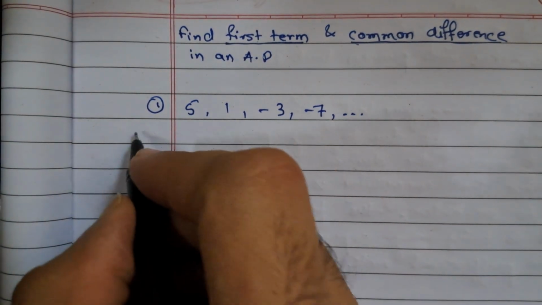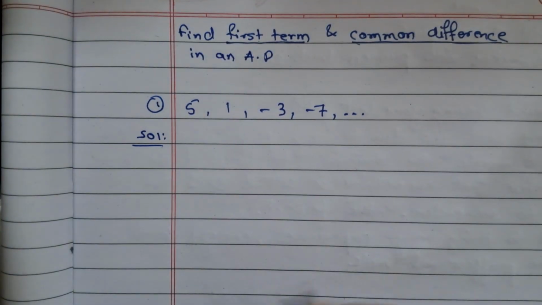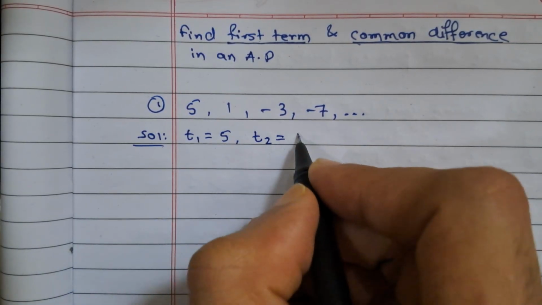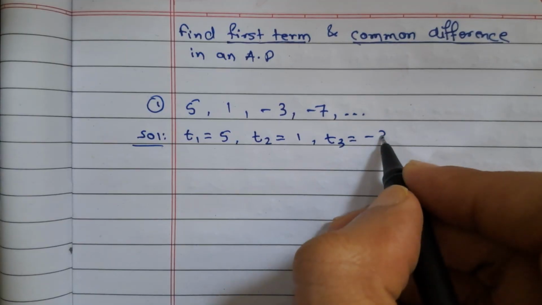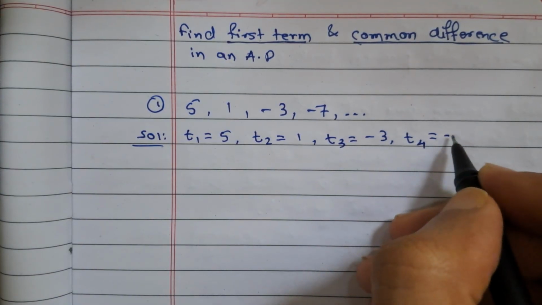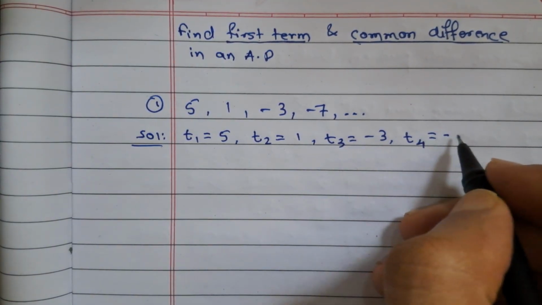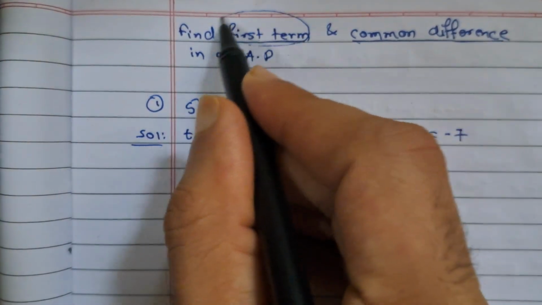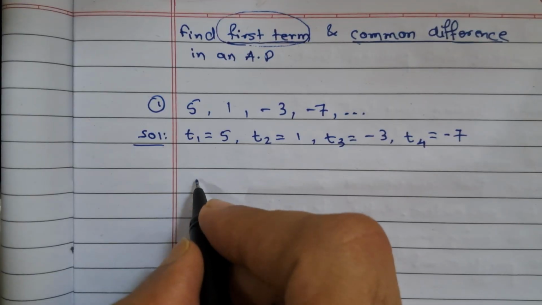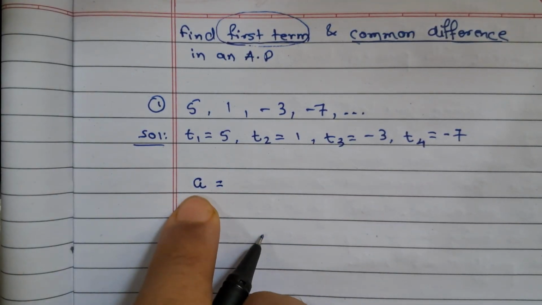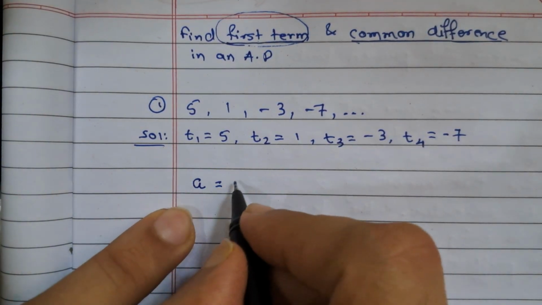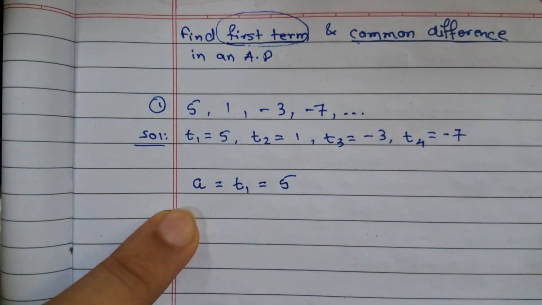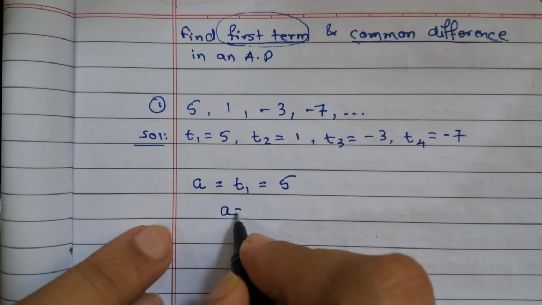So let's write the same and show it in the solution. First of all, I will say T1 is 5, T2 is 1, T3 is minus 3 and T4 is minus 7. So I don't have to do anything else, I just have to find the first term. First term means we normally term it as A, right? A is the first term. So A is nothing else but the very first one, T1, and T1 I know is 5. So that's the answer for A. A is 5.